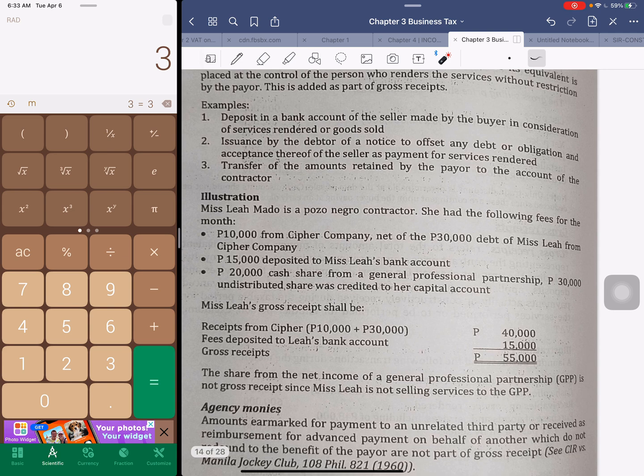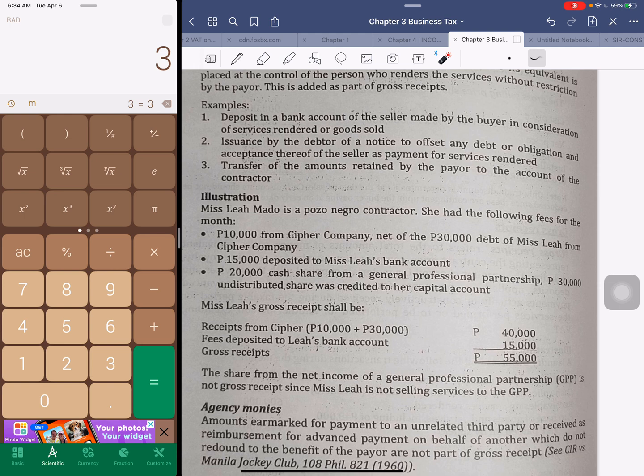Illustration: Miss Leia Amado is a Pozo Negro contractor. She had the following fees for the month. 10,000 from Cypher Company, net of 30,000 debt of Miss Leia from Cypher Company. 15,000 deposited to Miss Leia's bank account. 20,000 cash share for a general proprietor, 30 in distributed share was credited to her capital account. Magkano daw yung gross receipts? Okay. So, hindi rin binanggit yung number 3, transfer of the amounts retained.